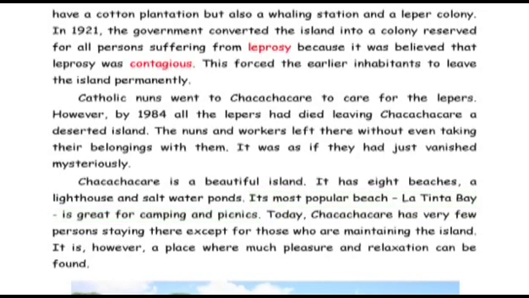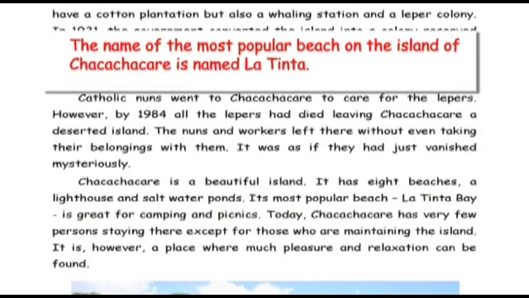Therefore, your answer could read, the name of the most popular beach on the island of Shakashakari is named La Tinta.